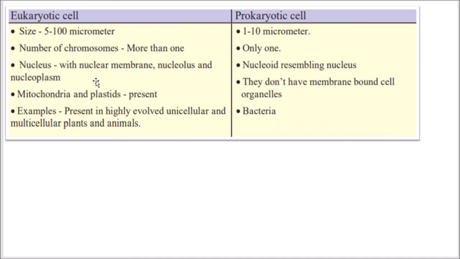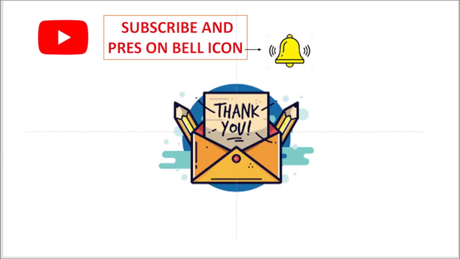A eukaryotic cell has a nucleus with nuclear membrane, nucleolus and nucleoplasm. Here in prokaryotes there is a nucleoid resembling the nucleus. Mitochondria and plastids are present in eukaryotic cells, but prokaryotic cells don't have membrane-bound cell organelles. Examples of eukaryotes are highly evolved unicellular and multicellular plants and animals. As we have studied the cell, this is the eukaryotic cell, and the prokaryotic cell is present only in bacteria and microorganisms. So here we have finished the lesson.